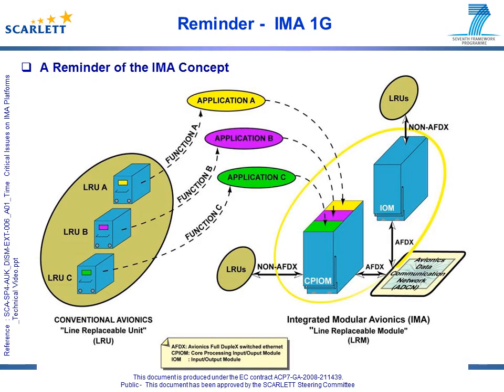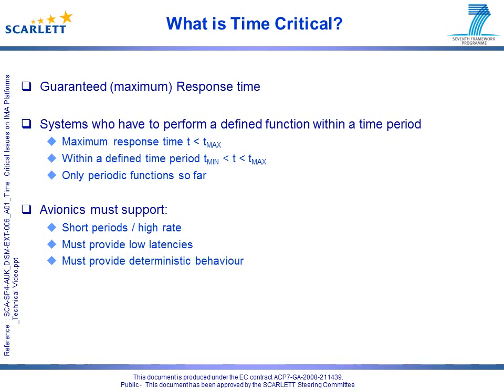This is a basic slide to remind you of the IMA concept. Individual LRUs, which perform processing and I/O, are replaced by a CPIOM running multiple applications. If the output of an LRU requires conversion to AFDX, an IOM is used. These two concepts, CPIOM and IOM, were the first steps to provide common resources. The first point to address is, what do we mean by time-critical?